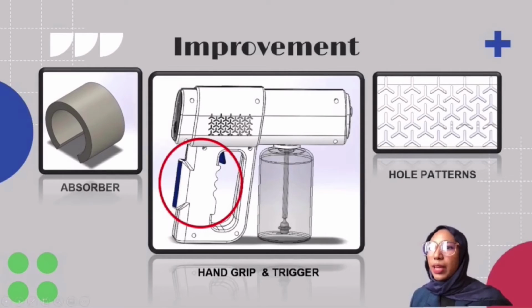Other than that, we add a hand grip to give the user an ergonomic hand position while working with this product. Next, we add a trigger, which works to control the quantity of spray volume level. It also may avoid wastage. Lastly, we give the repeated hole pattern with more holes on the patterns, which releases the warm air produced by the motor for better circulation.